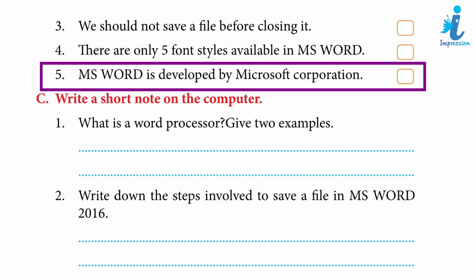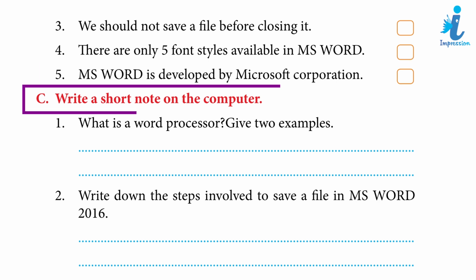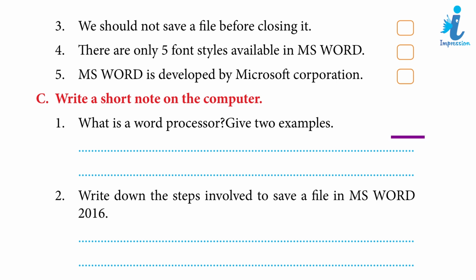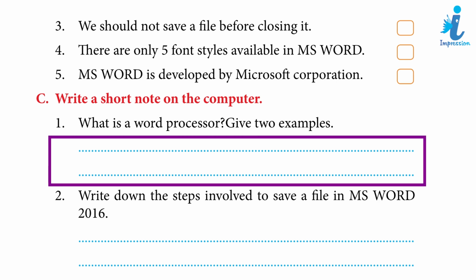C. Write a short note on the following. 1. What is a word processor? Give 2 examples. Answer. A word processor is a software that processes words, paragraphs, and pages and is used for typing, saving, and printing text documents.